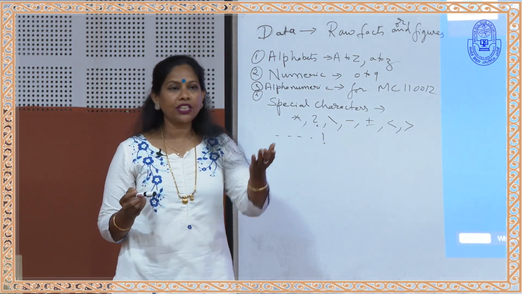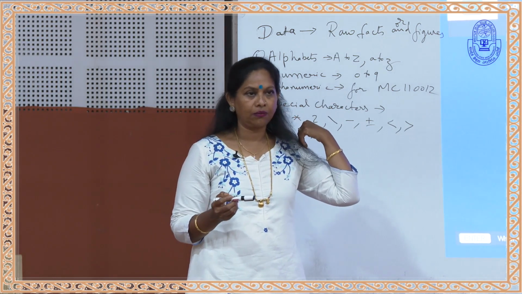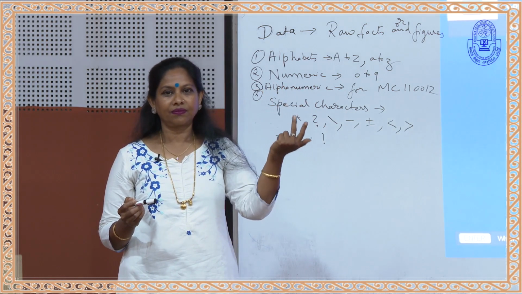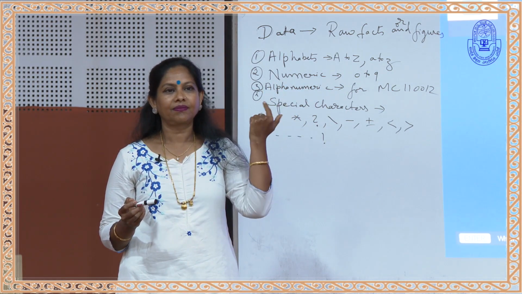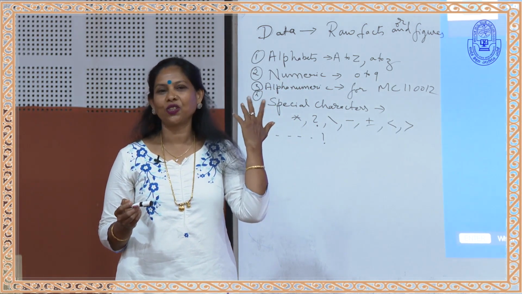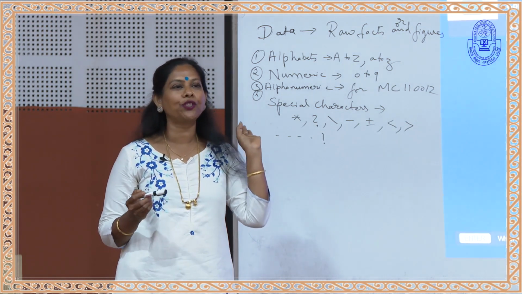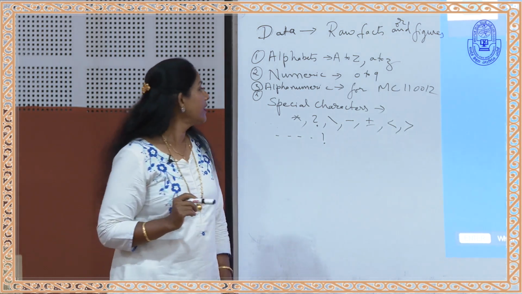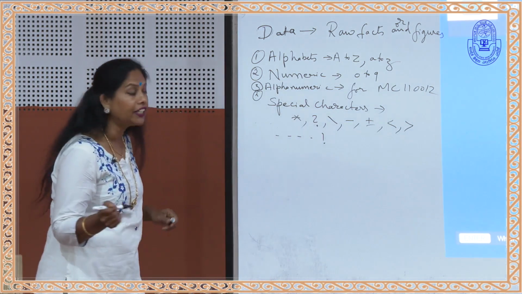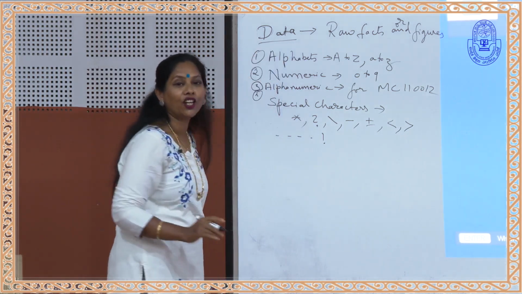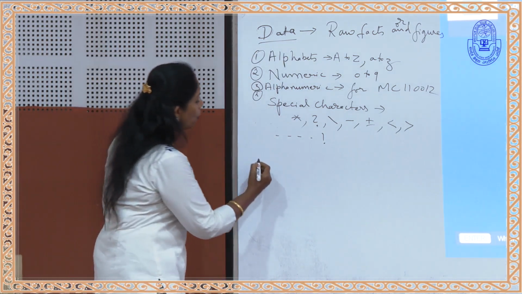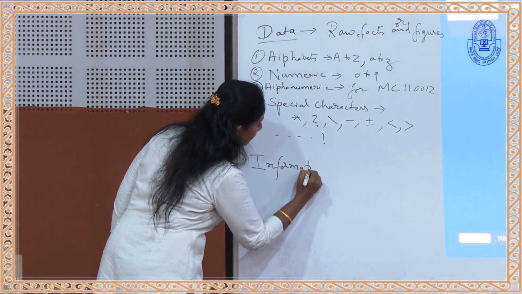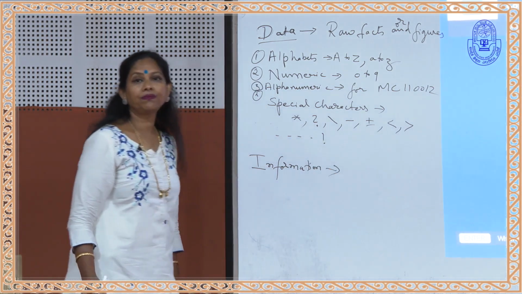Can you tell me without looking at the blackboard? Very good. Without looking at the board, you should answer. You have now learned different types of data. Then what is information? Now you will learn information. You said information is data. No, that is wrong. What do you mean by information? Information means what? What is information?